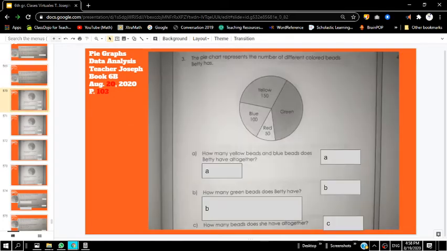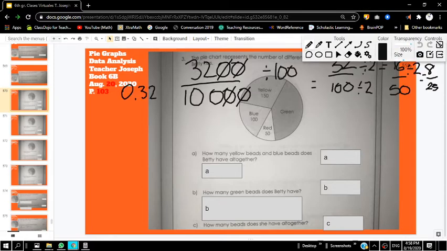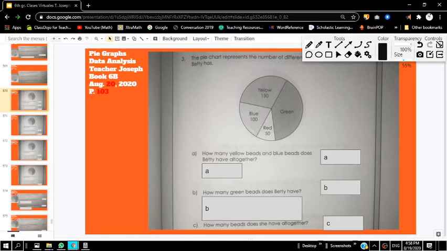Let's go to page 103. It says the pie chart represents the number of different colored beads that Betty has. Letter A says, how many yellow beads and how many blue beads does Betty have altogether? Well, the number of yellow beads that Betty has is represented by 150. See that right here? 150 yellow beads. And the number of blue beads is 100. So 150 plus 100 is 250 total beads. So that's our answer, 250.